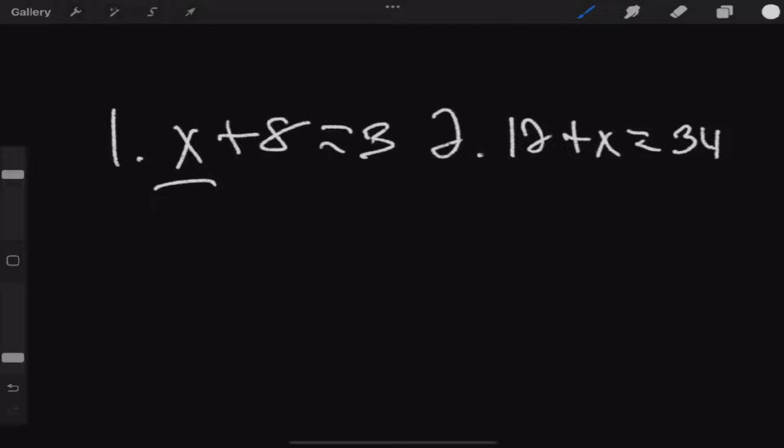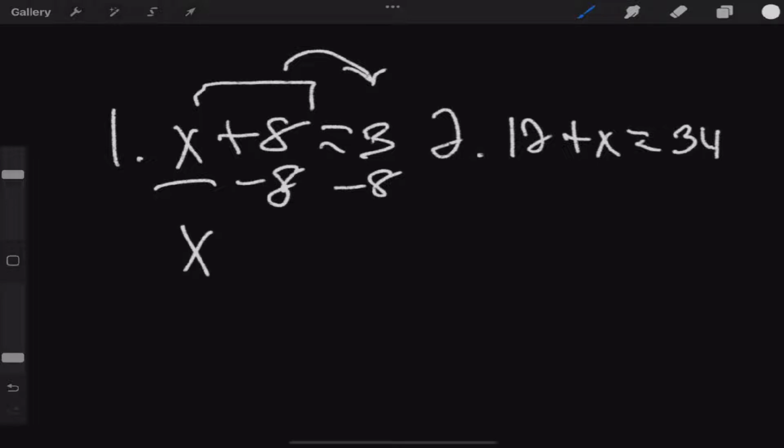So again, we have our variable, which we want to isolate, so we're not going to touch that. We want to keep it on this side, but everything else, meaning this plus 8, we want to move to this side. So that's what we're going to be doing. We have plus 8, the opposite of addition is subtraction. So we subtract 8 from both sides. Again, our variable doesn't change, so we keep that.